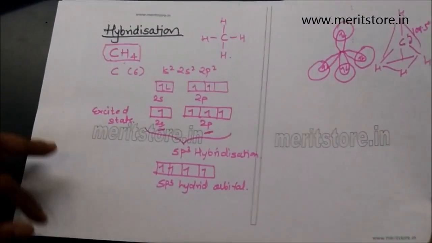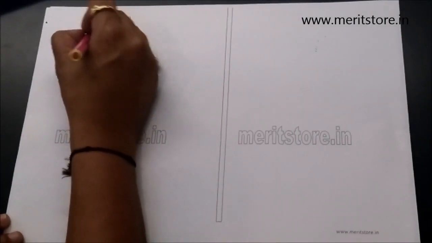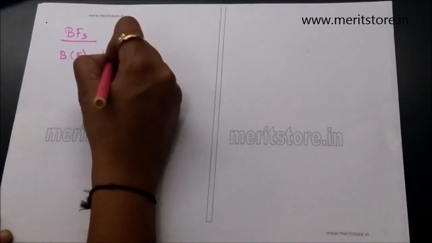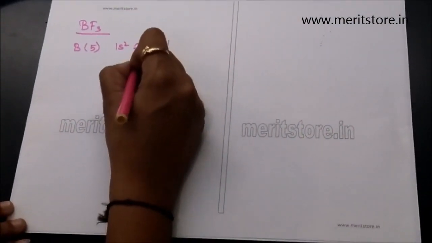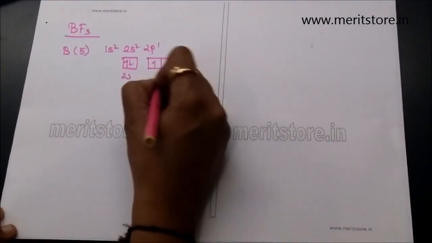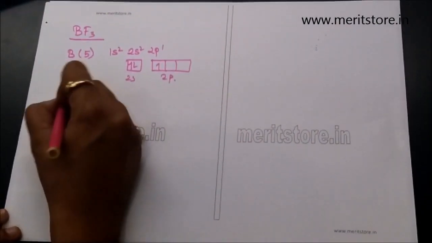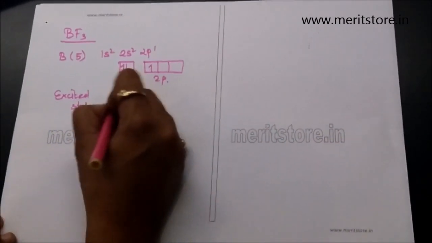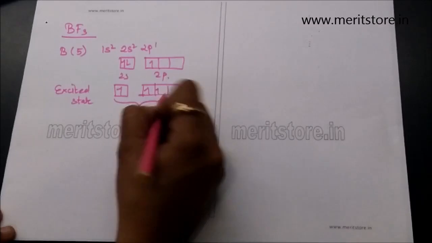Similarly, we can talk about the next molecule, that is BF3. In case of boron, the atomic number is 5, configuration 1s2, 2s2, 2p1. So the outermost shell has 2s containing a pair of electrons and the p containing a single electron. But since the valency of boron is 3, there is an excited state in which one of the electrons from the 2s will be excited to 2p, generating 3 unpaired electrons.